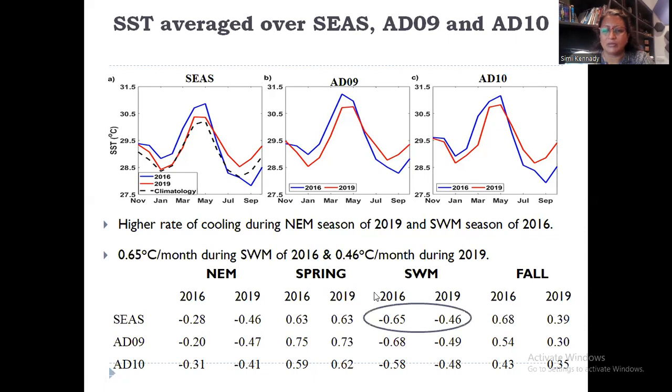And the cooling rate during the 2016 southwest monsoon season is almost 0.65 degrees Celsius per month, while it was only 0.46 degrees Celsius per month in 2019. And also in 2019, you can see an intense cooling rate, almost double the value of that which happened in 2016.